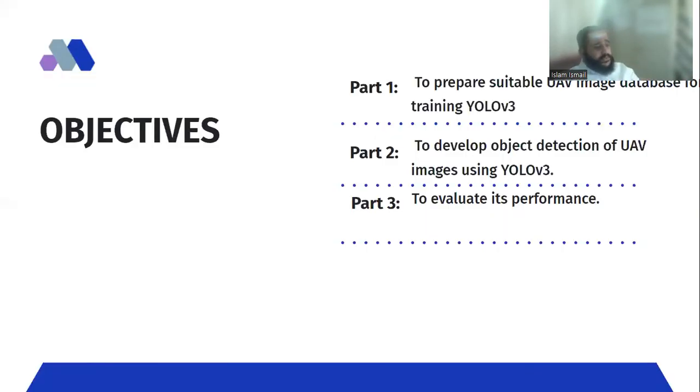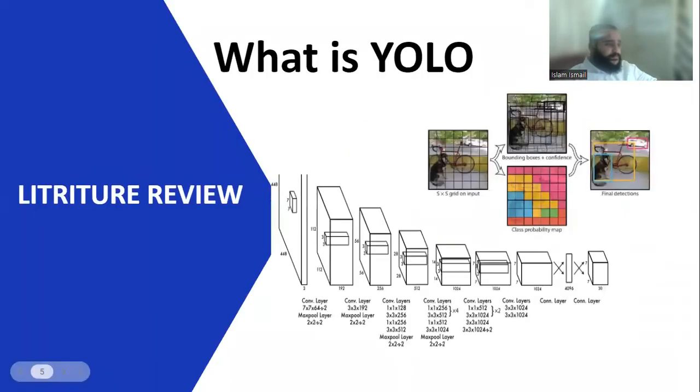The project aims to solve the problem statement by achieving these goals. First, to prepare a suitable UAV image database for training YOLOv3. Second, to develop object detection of UAV images using YOLOv3. Finally, to evaluate its performance.